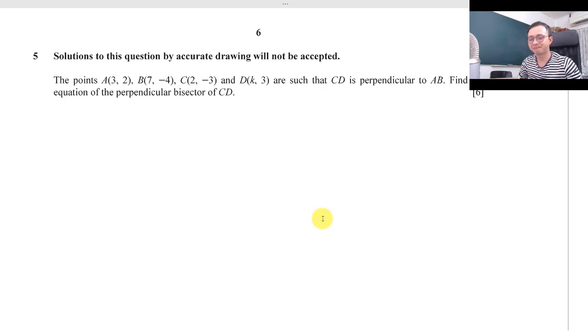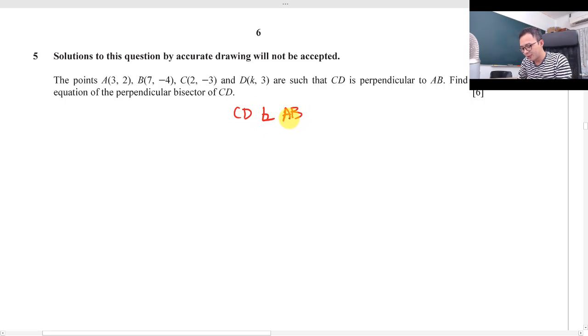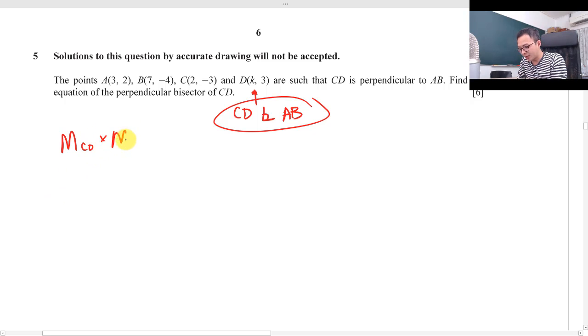Right, so you have ABCD here, such that CD is perpendicular to AB. Then find the equation of the perpendicular bisector of CD. This information can help me find my k value here, because since they are perpendicular, the gradient of CD multiplied by the gradient of AB should give -1. This is what happens when you see perpendicular.